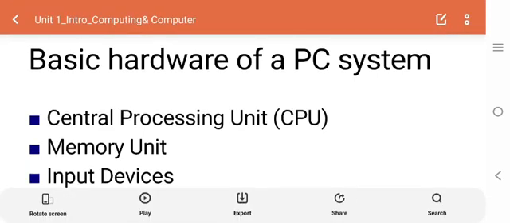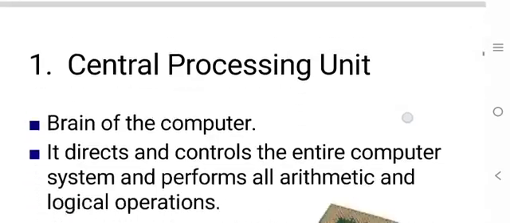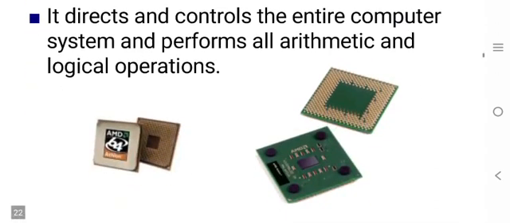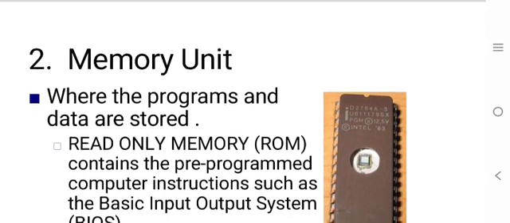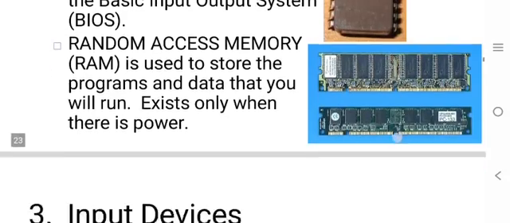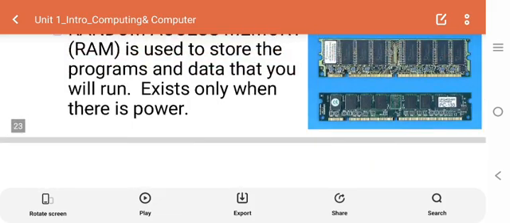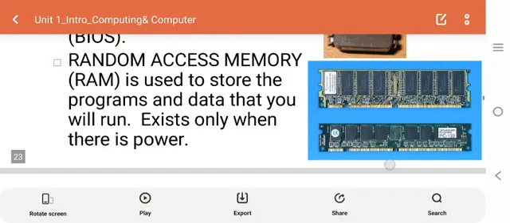Next is the basic hardware of the personal computer system. The first component is the central processing unit, also called the CPU. CPU handles the calculation and the logical operations. That's why it is called the brain of the computer system. Now the next one is the memory unit. Memory units like RAM and ROM can store the data temporarily and permanently. RAM is temporary: the data disappears when power is off. And ROM is permanent, which holds the instructions used during startup.